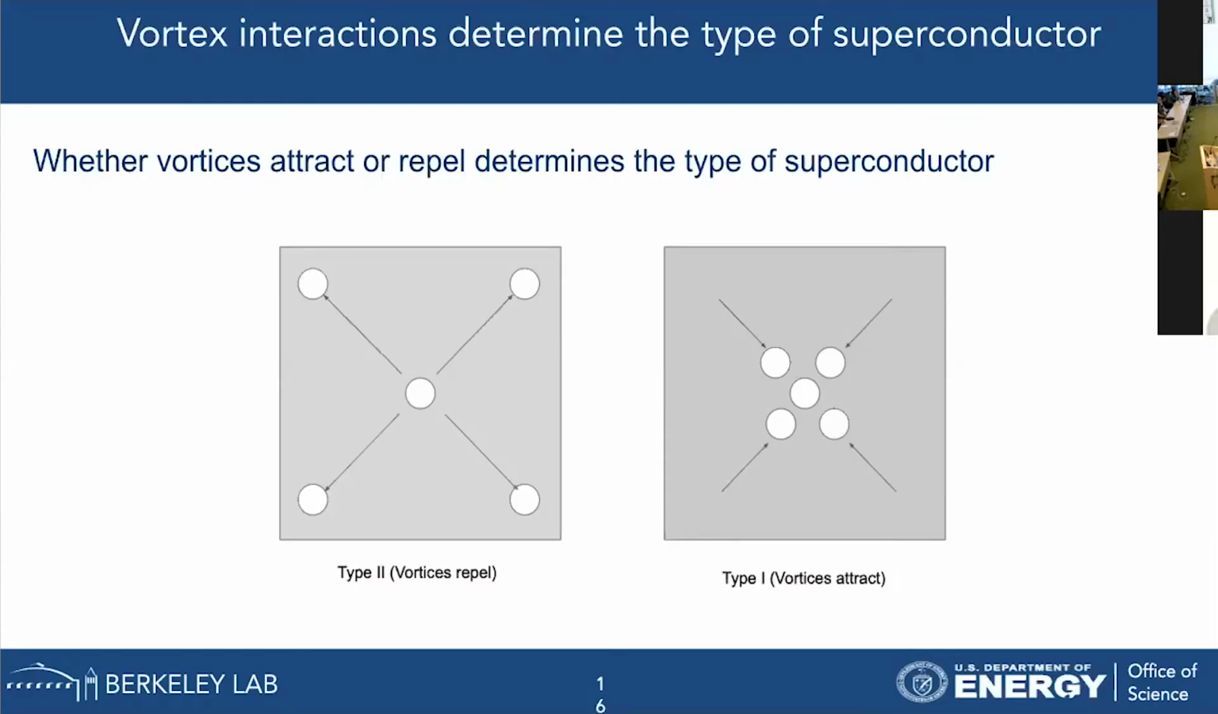The more conventional case is a type 1 superconductor in which vortices want to attract. So if you have two vortices that enter your system, they want to come together and form a single n=2 vortex. What that means is that as you reach a critical temperature, all the vortices inundate the system and they form one giant vortex. In other words, the entire superconducting property of the material is destroyed.